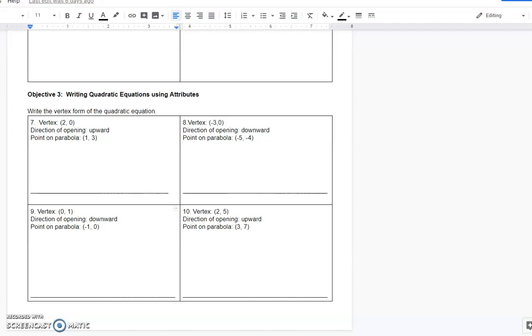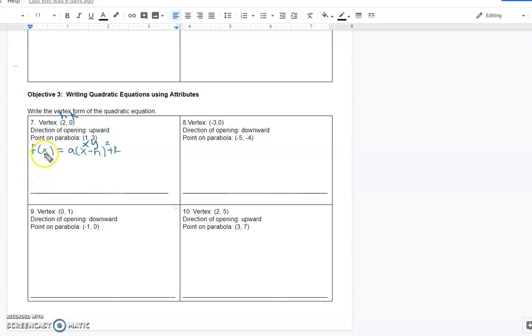Okay, objective 3 is writing quadratic equations using attributes, and we're going to be using the vertex today. First thing I would suggest is labeling your points. The vertex has h and k, while your point has x and y. We have another piece of information that it's opening upward, so our a should be positive. And our formula, or vertex form, is f of x is equal to a times x minus h squared plus k. And we're going to be substituting in these numbers into this formula to find a, so we can write the equation.